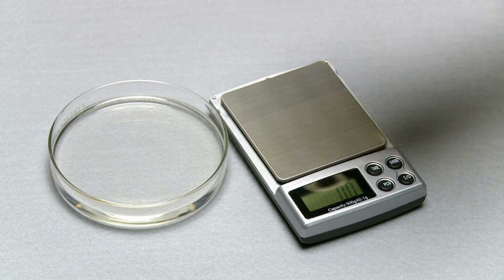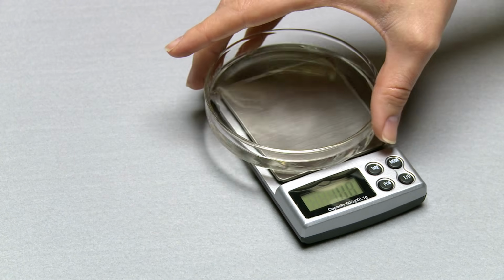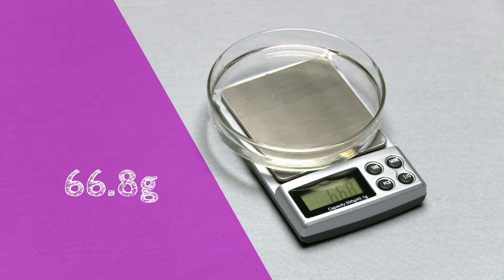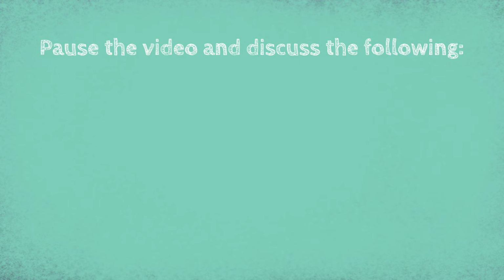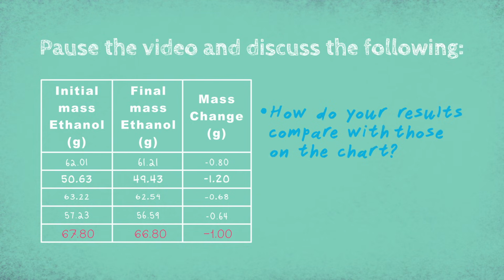Now we'll measure the mass of the ethanol that's still left in the petri dish, and its mass has gone down to 66.8 grams. We had some mass changes, and you can compare them to the mass changes from another class. How do your results compare with those on the chart? Is there a pattern? Pause the video and discuss.